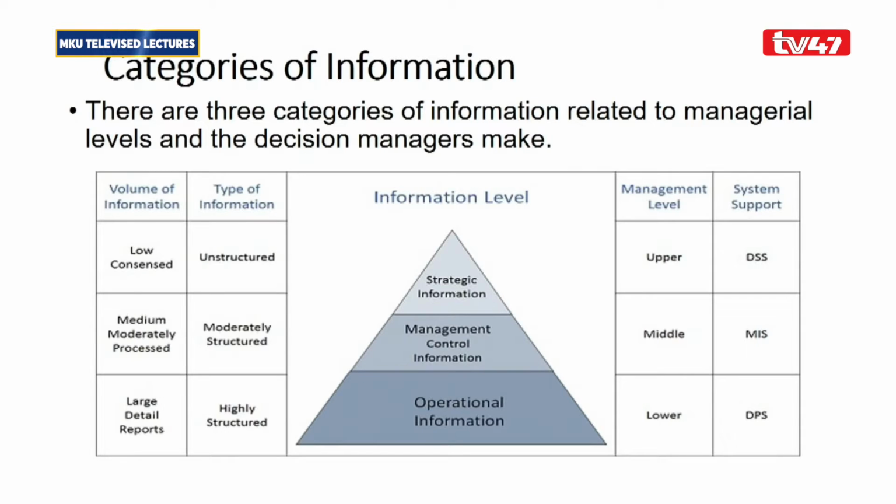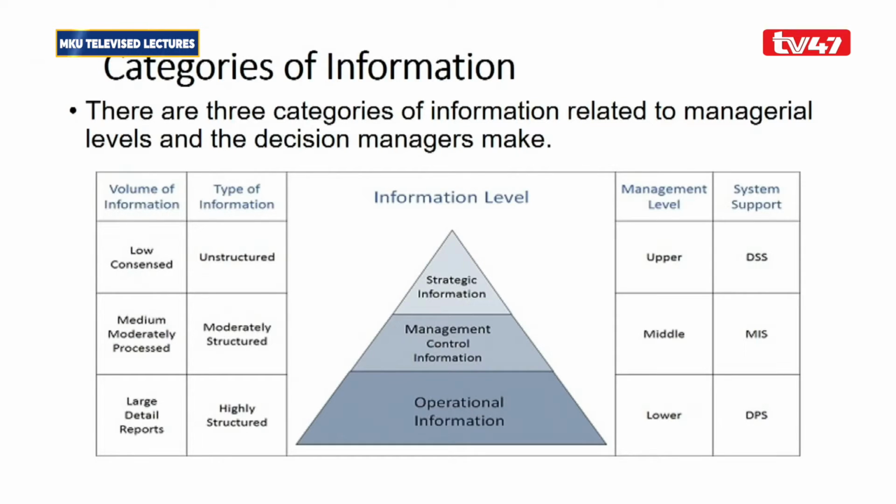Then we have the highest level, which is the strategic information. Strategic information is the information that we use for long-term decision making. This is the information that is processed at the highest level of the organization, which is the strategic level, where we have our top level managers who make long-term, strategic decisions for the organization. So information falls in those three categories, the lowest level being the operational level, the second level being the management level, and the third level being the strategic level, which is the uppermost level of the organization.